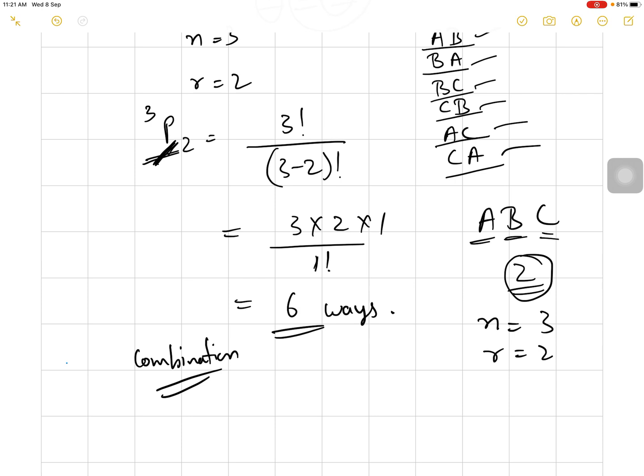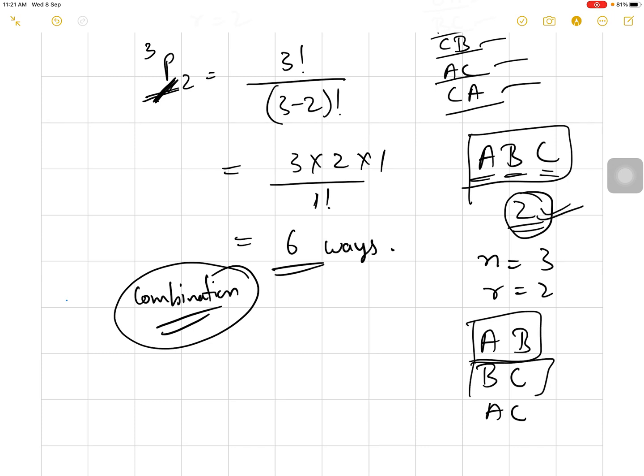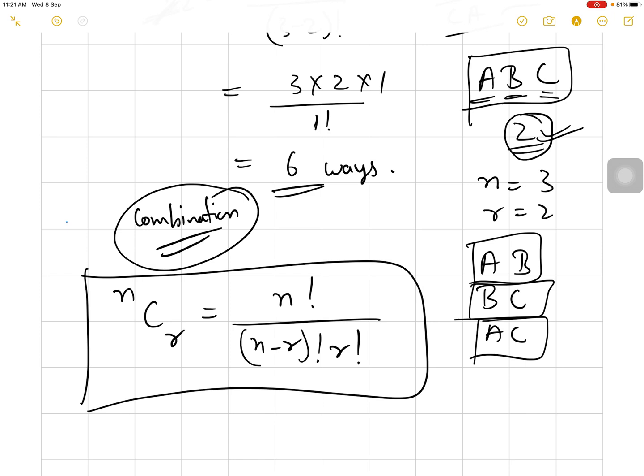In this you can select either AB, or you can select BC, or you can select AC. So in case of combination, you are only selecting, you are not arranging. So when I say ABC and you are supposed to select 2, it can be either AB, BC or AC. So that is combination. In case of combination, the formula is nCr is equal to n factorial divided by n minus r factorial, r factorial. This is the formula in case of combination.